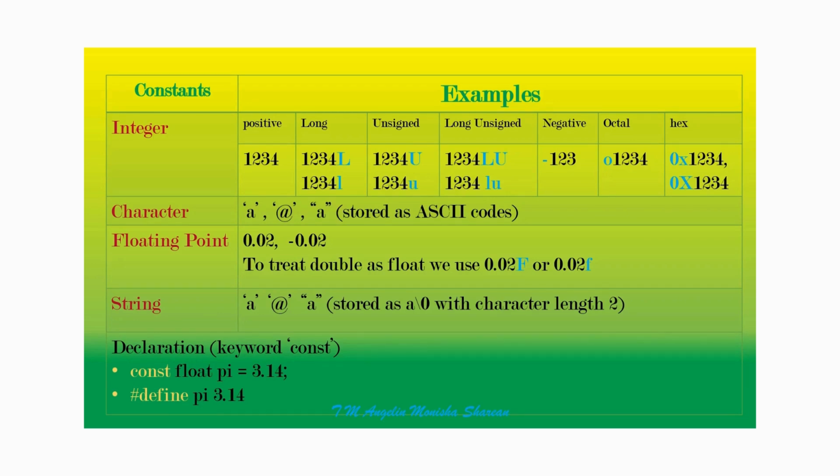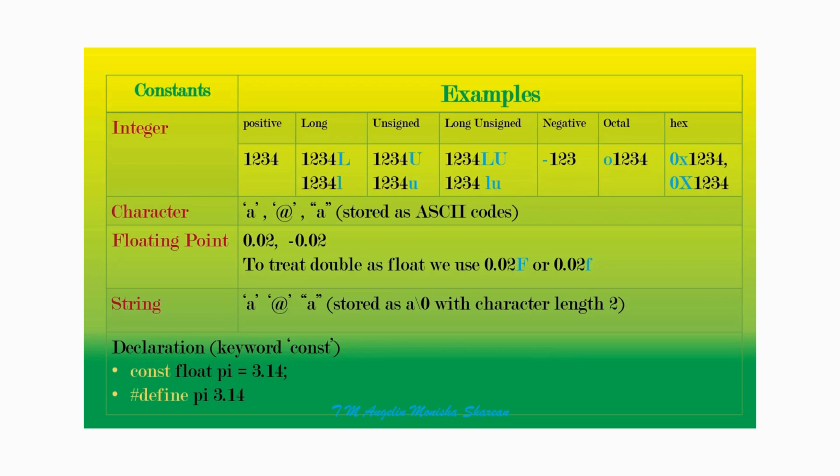And string, the string is a combination of letters, symbols, and special characters which are enclosed inside single quotes or double quotes. But to the end of the string, the compiler attaches a backslash 0 for indicating the end of the string. And these constants are identified by the keyword const or hash define.